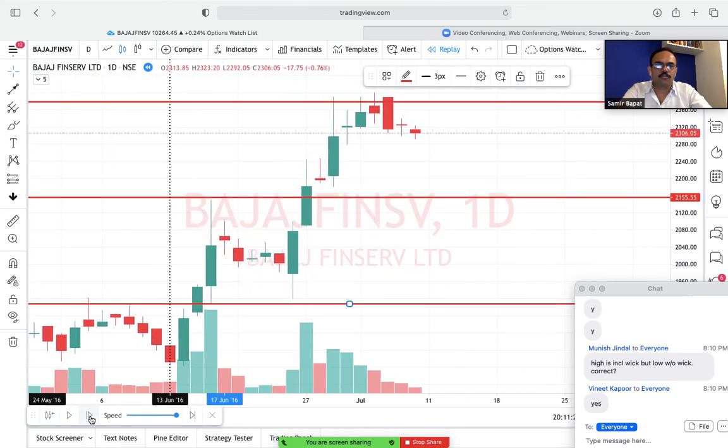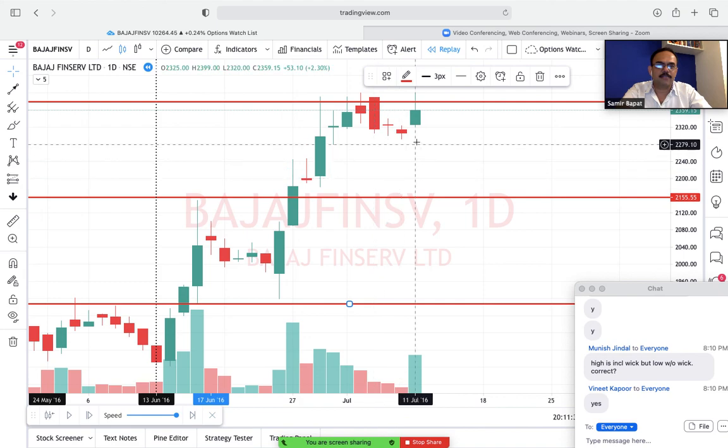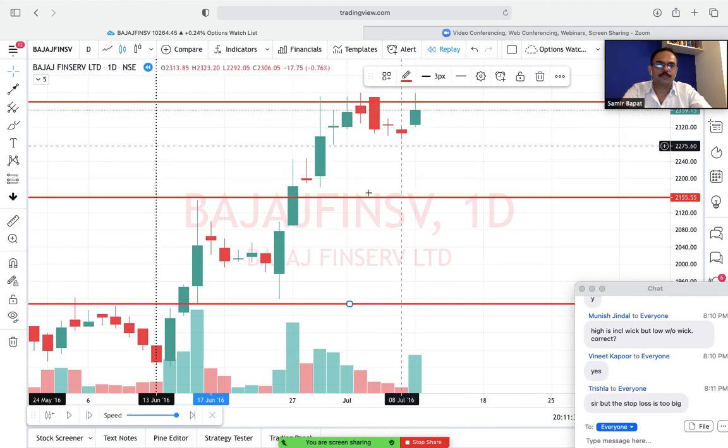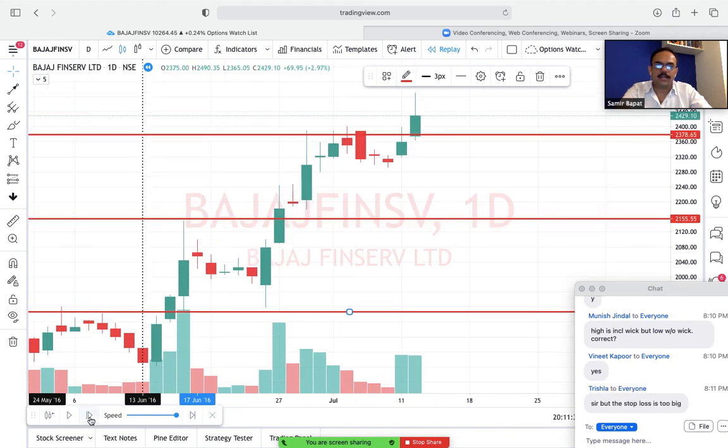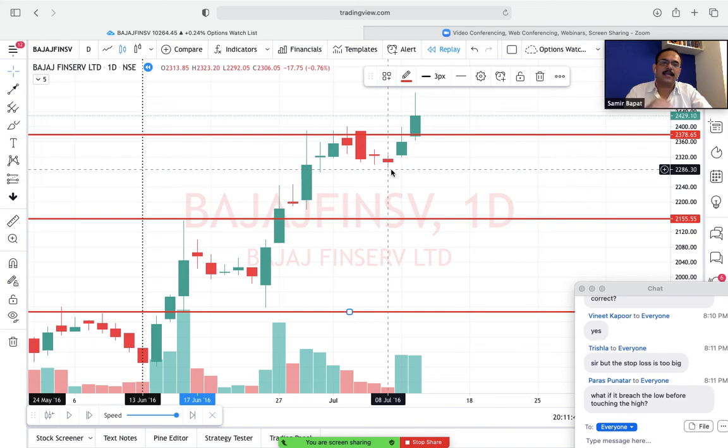For pivot low, you will have to see the video of strategy one, where I explained what a pivot low is. This is the pivot low, so you can trail it with a pivot low. But before entering, you have to decide how you will exit. Entry and exit should be very clear even before you put a single rupee in the stock.